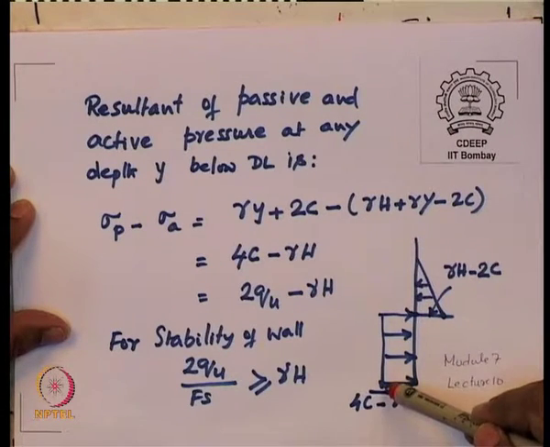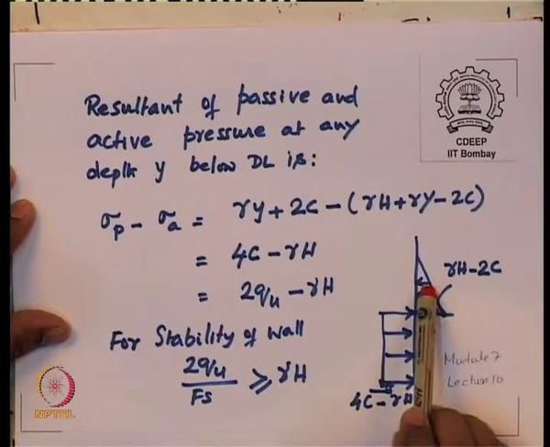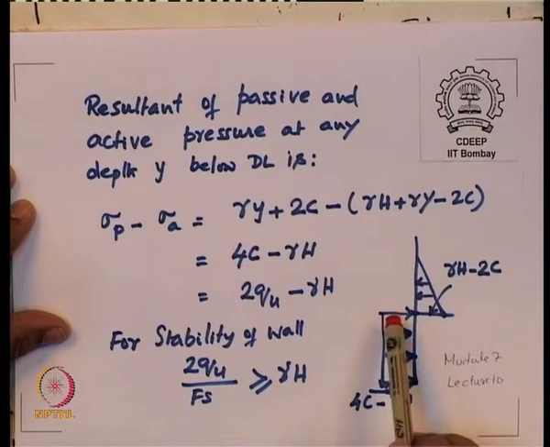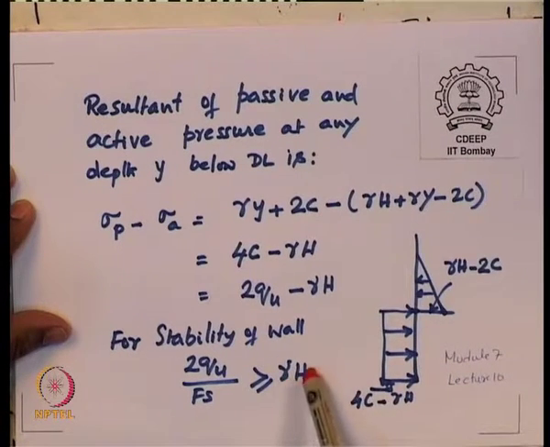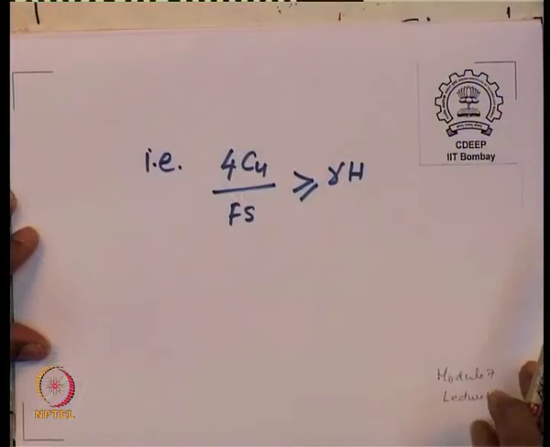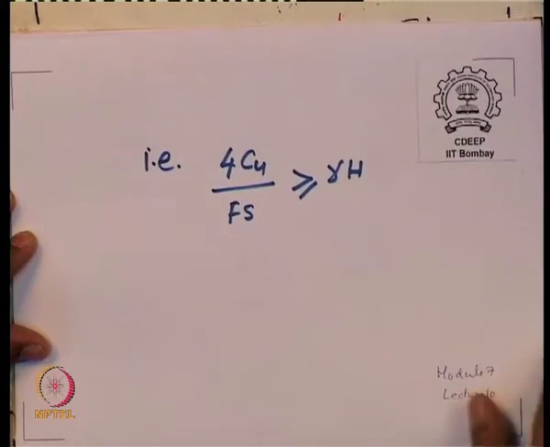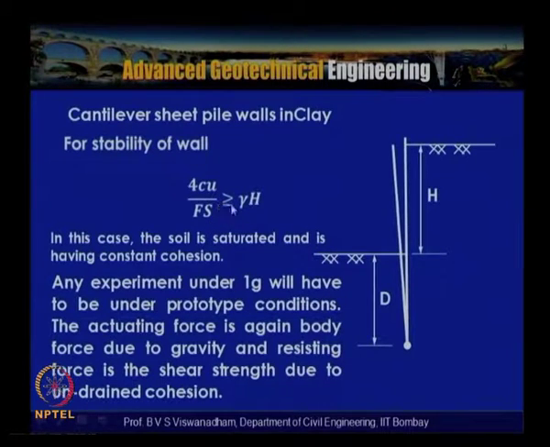So for stability of the wall, we can compare the pressure acting on this side and the pressure acting on this side, the net pressure. We get 2Qu divided by the factor of safety should be greater than or equal to gamma h. 2Qu is nothing but 4Cu, so 4Cu by factor of safety should be greater than or equal to gamma h. That is what is written in the third slide of module 7, lecture 10. So 4Cu by factor of safety greater than or equal to gamma h is what we have used in explaining whether the centrifuge model tests are required or not.